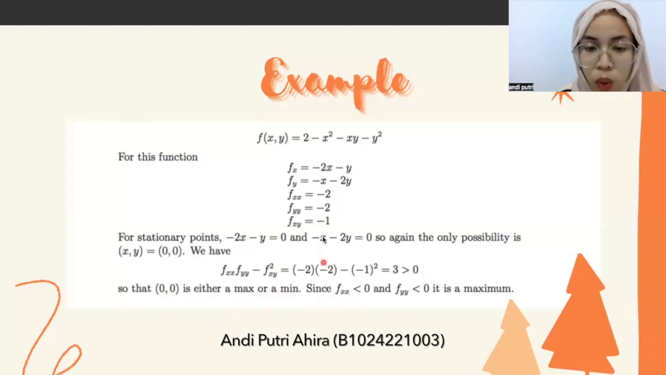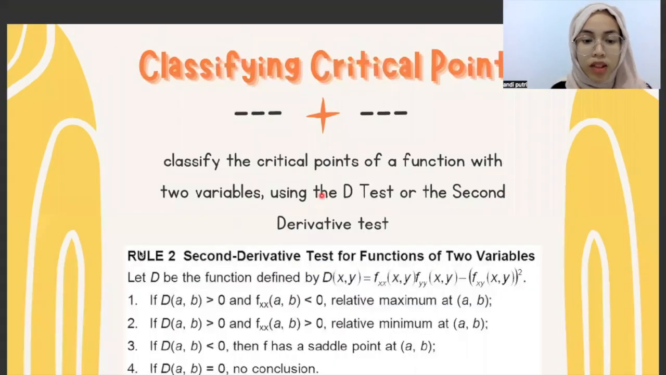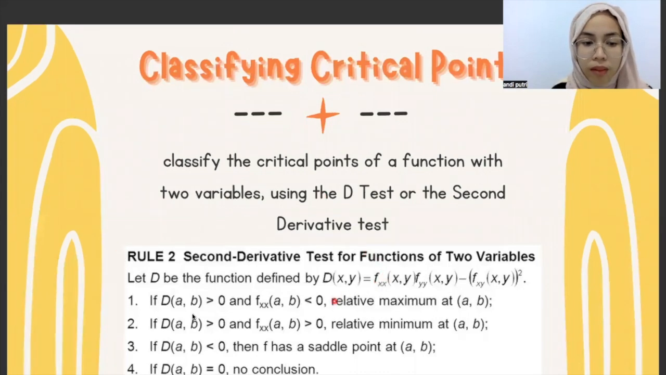So 0, 0 is either a max or a min. Since fxx, which is negative 2, is smaller than 0, and fyy, which is also negative 2, is smaller than 0, then it is a maximum, which you can see based on the second rule here, the first of the D-test, which is if D of a, b is bigger than 0 and fxx of a, b is smaller than 0, then it's a maximum point.